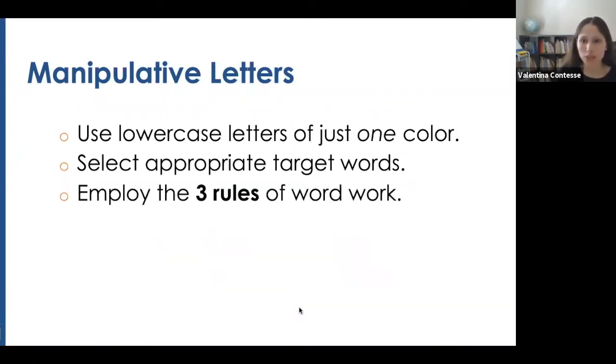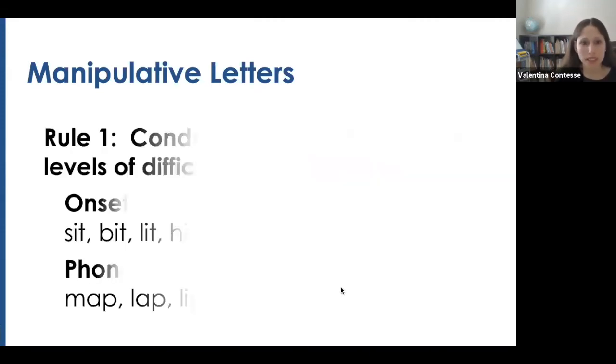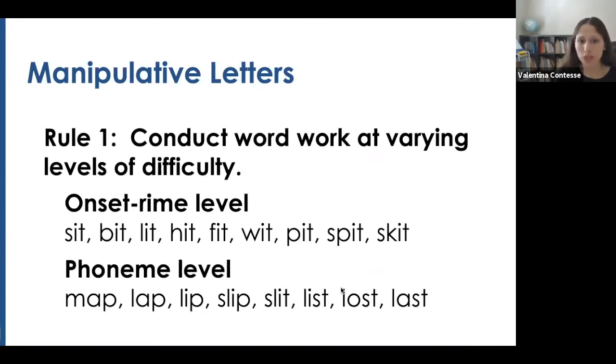So we also like to talk about 3 rules of word work. The first being that we can conduct word work at varying levels of difficulty. So the first level is the onset rhyme level, where you can see in this word chain example, only the onset part of the word changes. So these are most frequently used in classrooms by saying, okay, change sit to bit and so on. So that's the lowest level of difficulty.